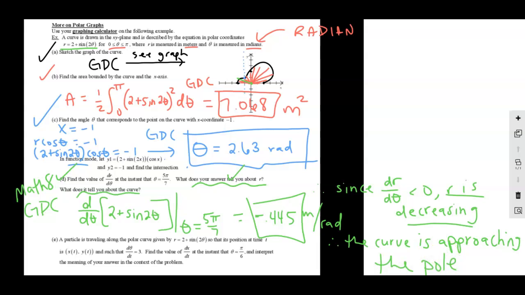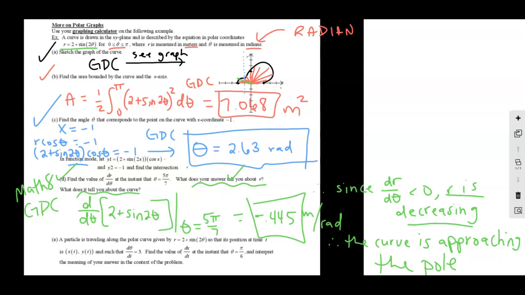R is the distance to the pole, right? That's conceptually what it means to be graphing in polar. Based on the given angle, how far away are you from the pole? Since r is decreasing, the curve is getting closer to the pole, aka the origin. Then we got this last part, E.